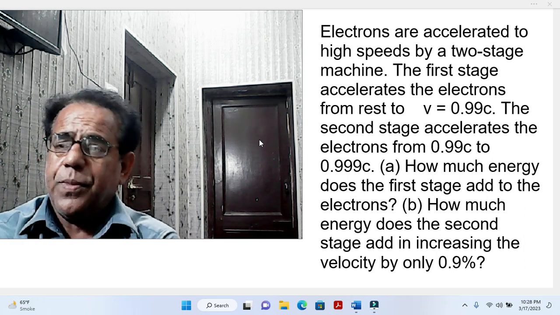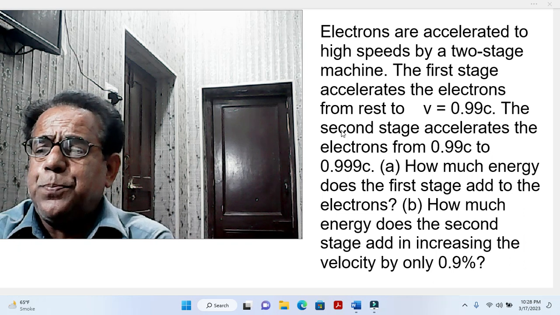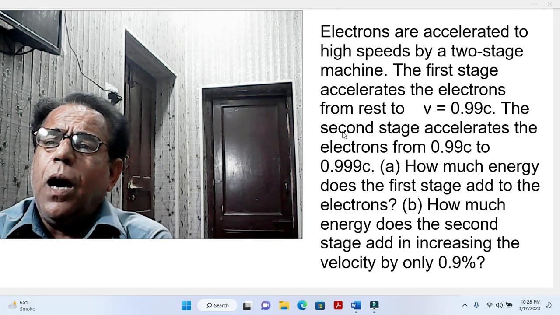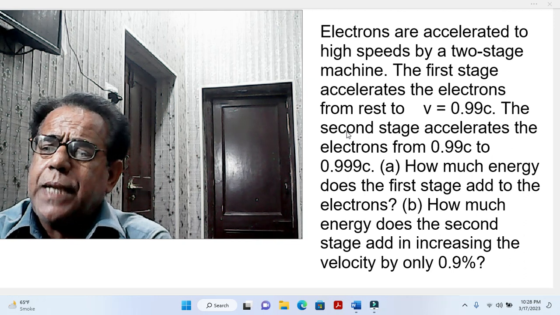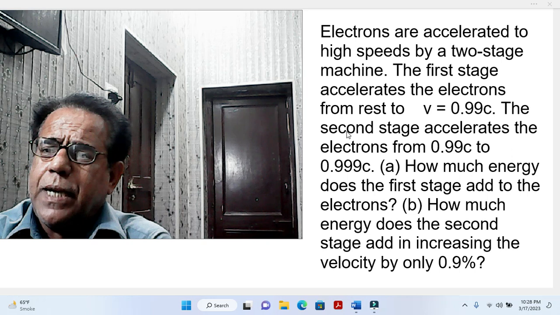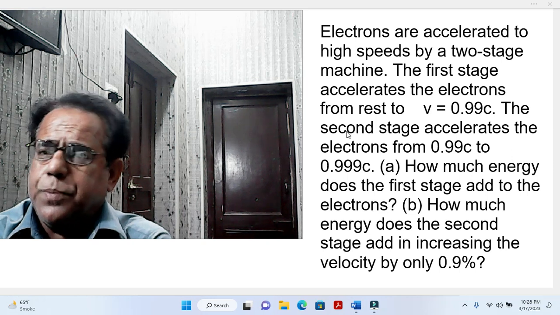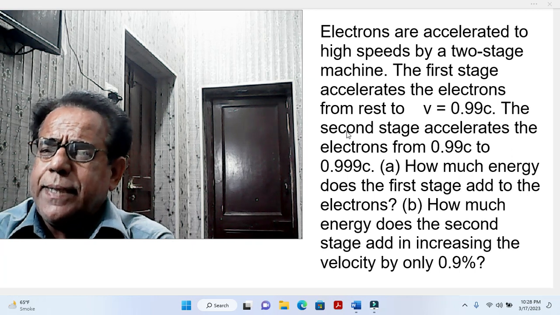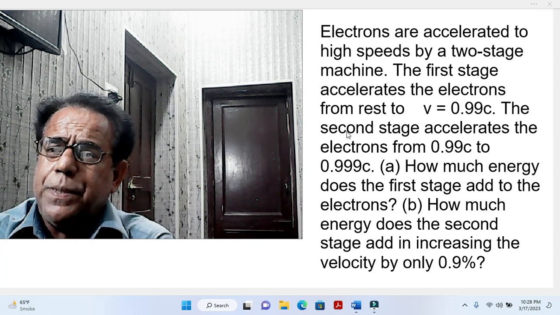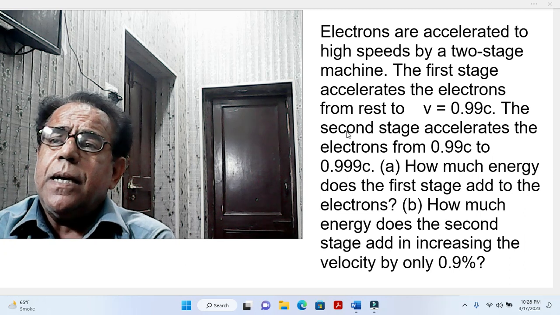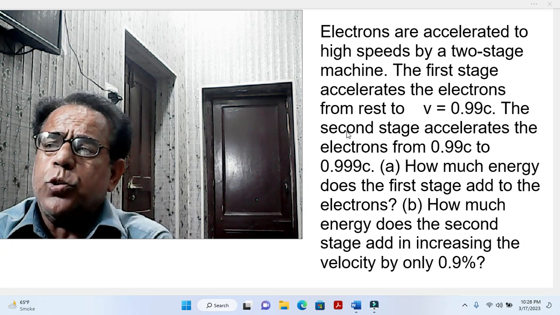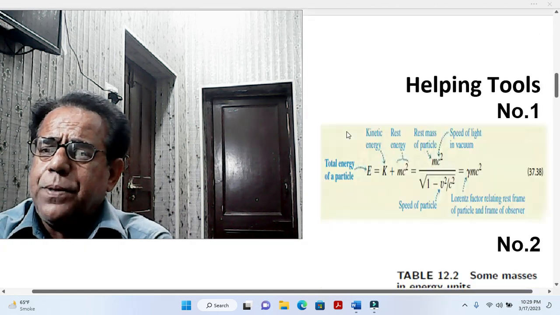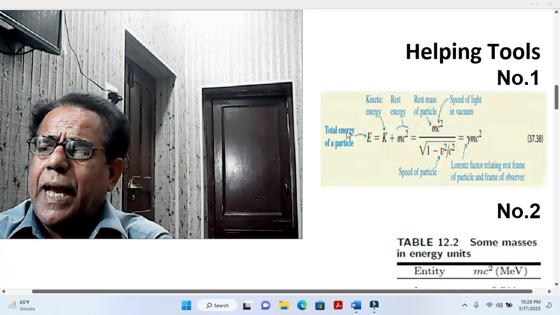Okay, dear students, in this problem I think there is nothing new. All tools are those which we have used or utilized in our previous problems. So I think it is quite simple, but this simplicity will appear when we go to solve this problem. So in the next step we move towards helping tools.